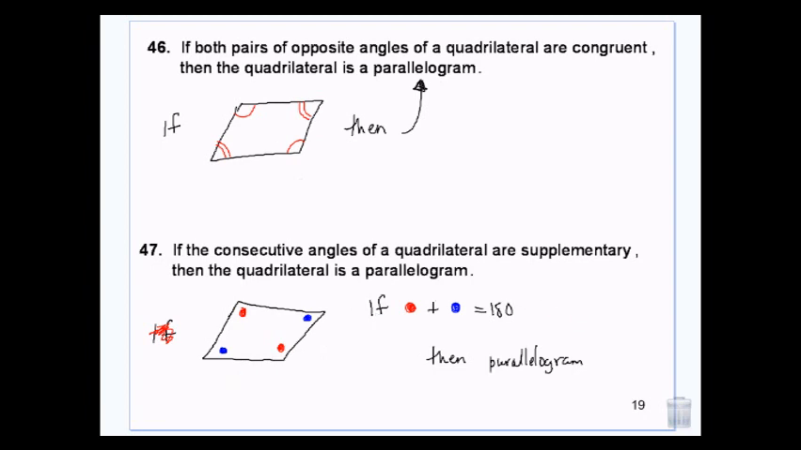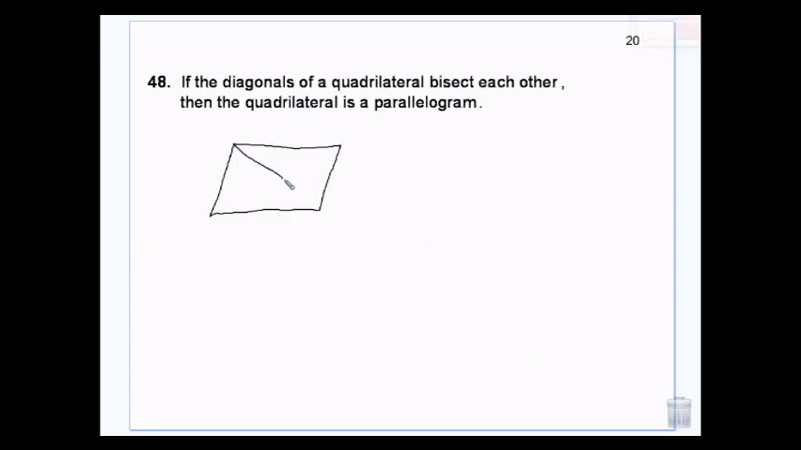So if I have this quadrilateral and then I do diagonals across it, and then this length is the same as this length, and this length is the same as this length, then that makes it a parallelogram.